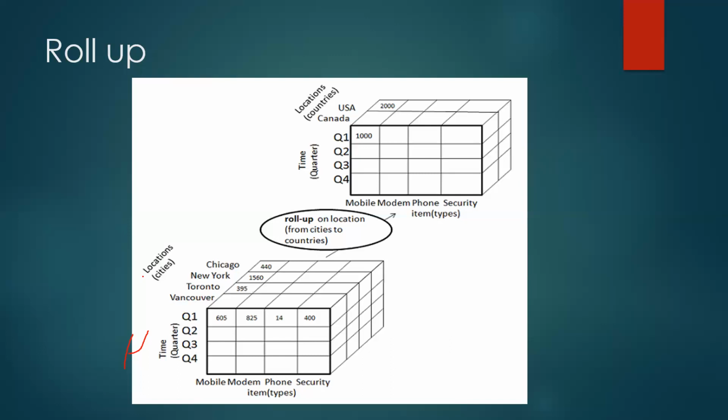So you will have to roll up the same data. In this case, you are combining Chicago and New York together for the US, and Vancouver and Toronto together for Canada. So that's called roll up. You are adding a few columns together to represent a new column, right?